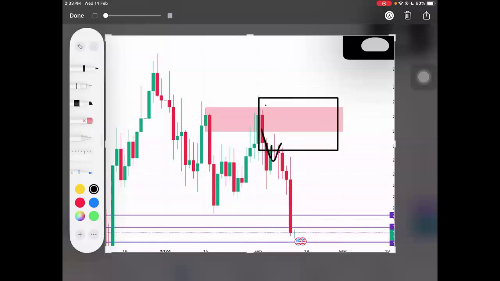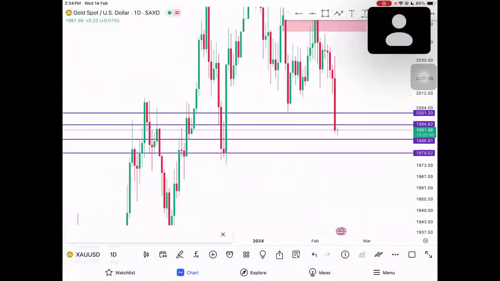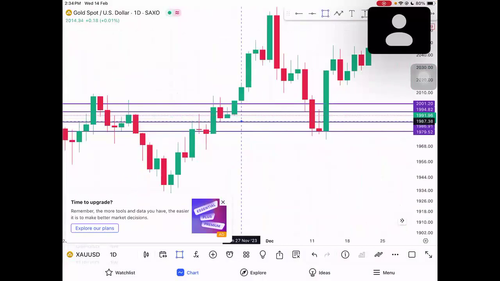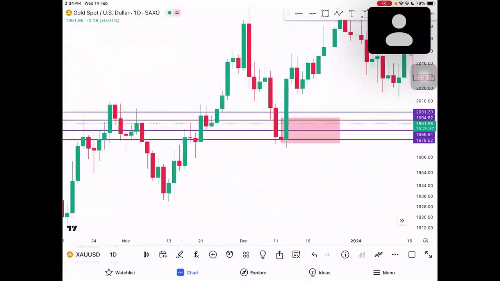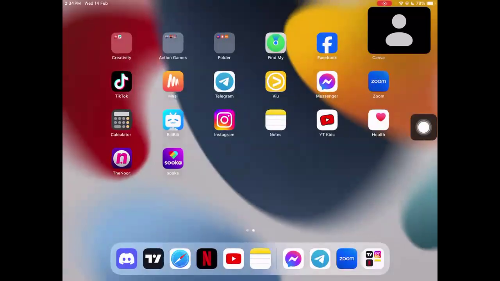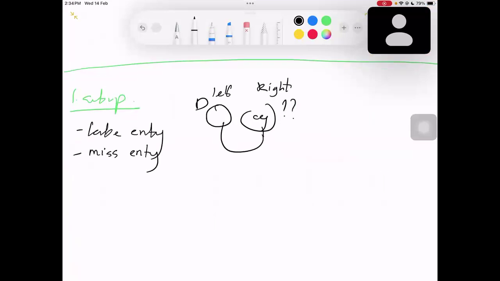This one will be your late entry, and it depends on the CMP. Other than this, let's say the price never returns. So how do you want to take entry? Well, you missed the entry then. Yes. So the first setup, I don't recommend it to you. It will be late and you will miss entry.